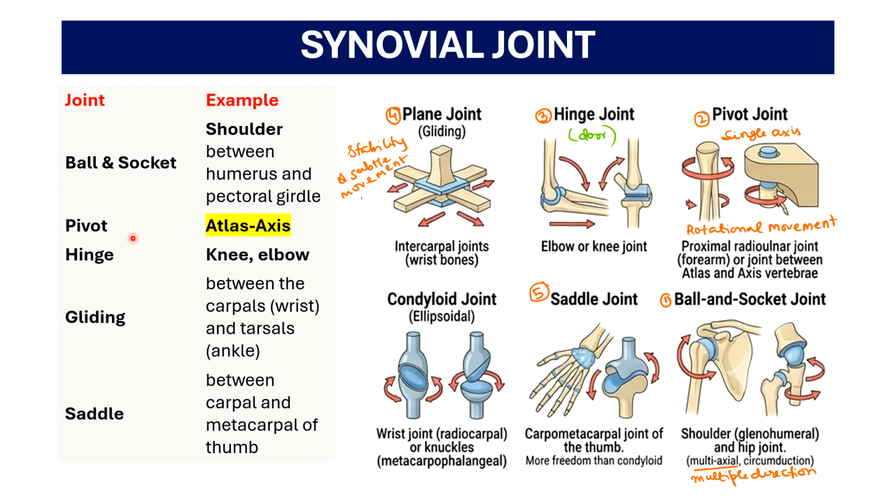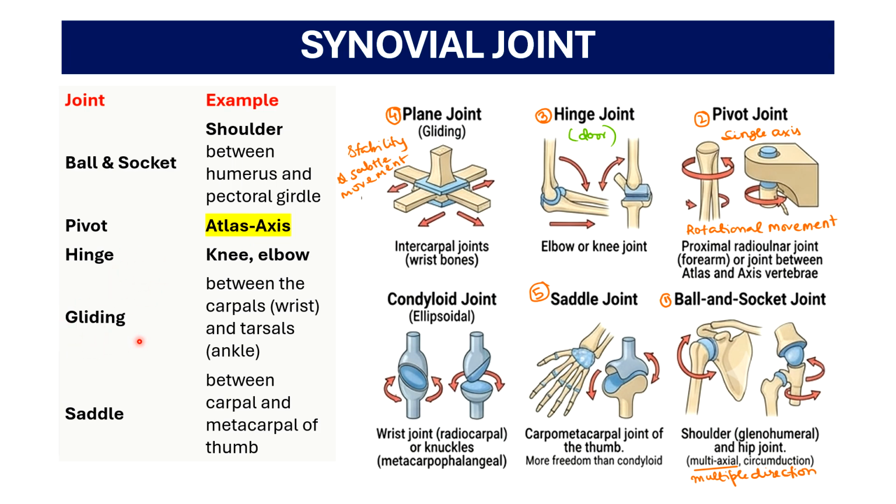Second is your pivot joint. Pivot joint also shows movement, but the movement is only along a single axis. It is rotational movement and it is found between the atlas and axis. It's very important. Third type of joint is your hinge joint. Compare it with a door. Your knee joint and your elbow joint are examples of hinge joint. Just like a door, they move in one plane.